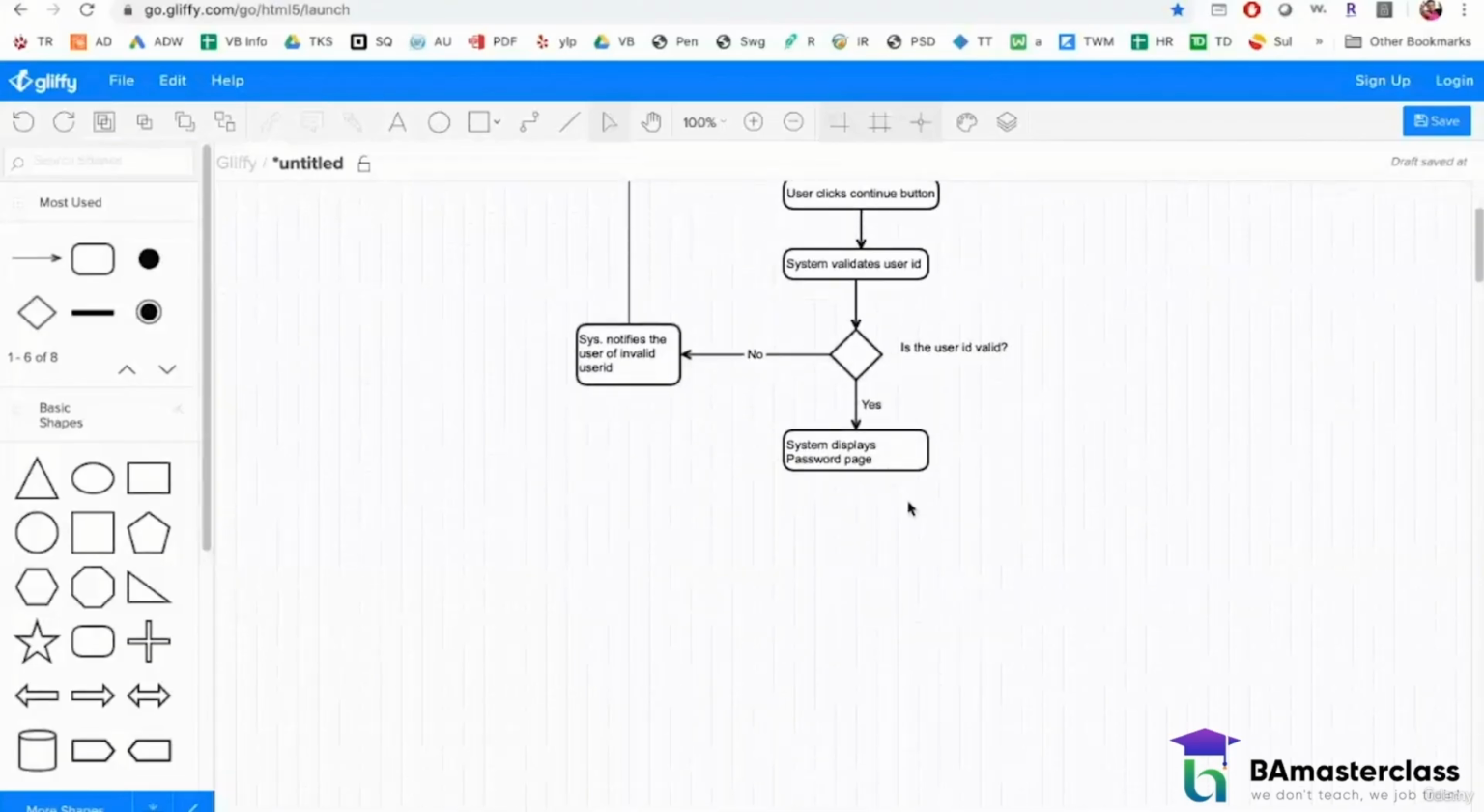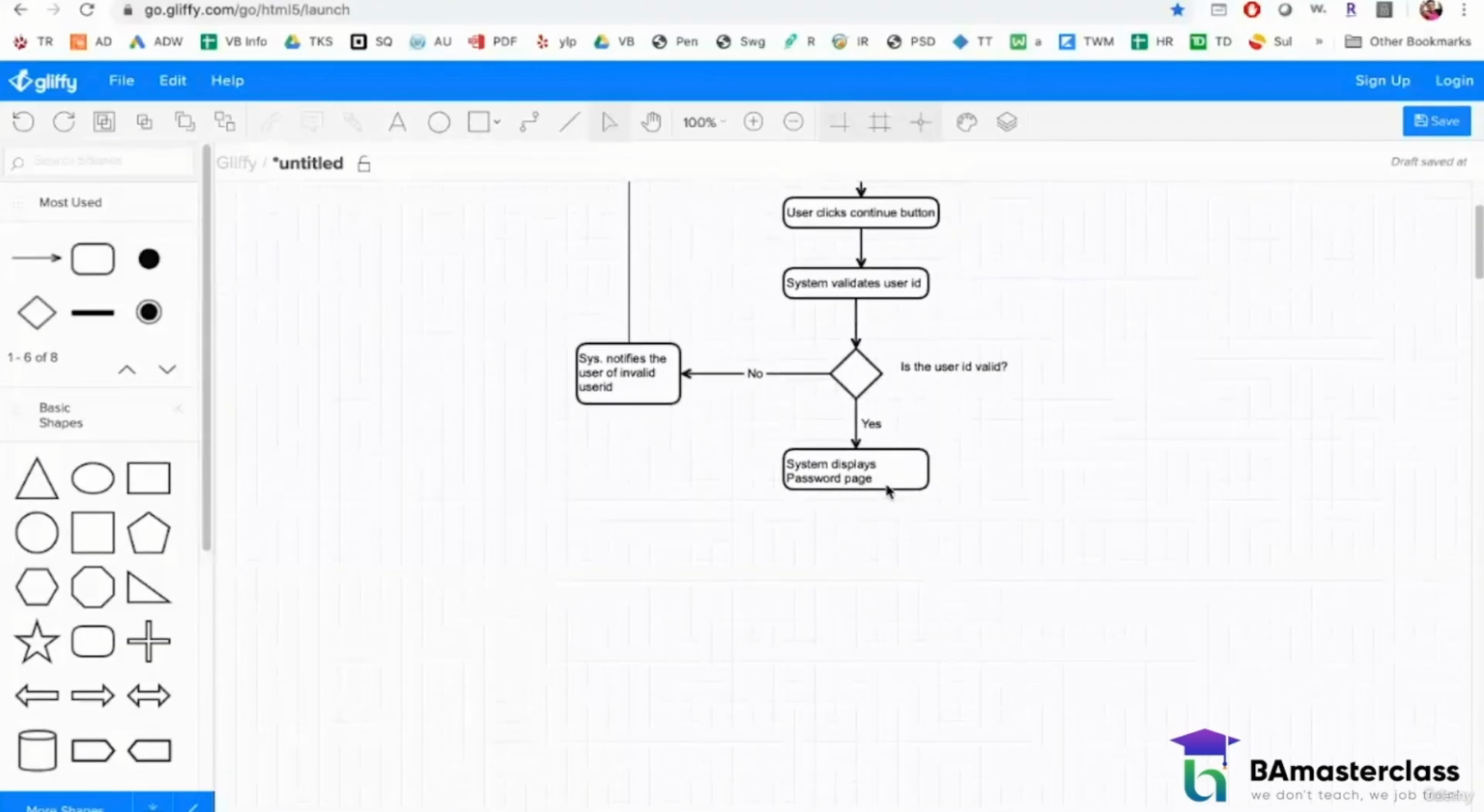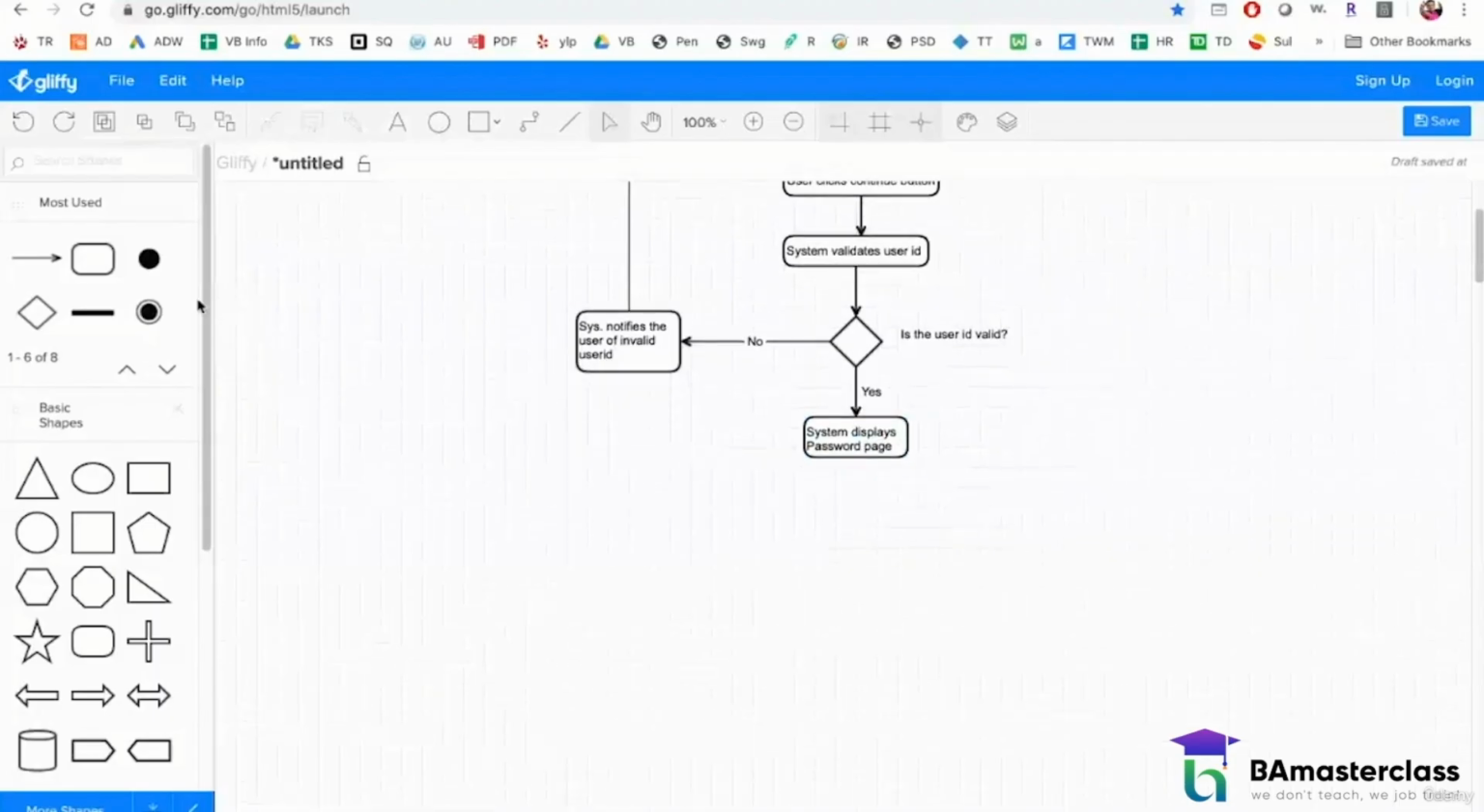Over here, system displays the password page. What happens after this? The user will need to enter the password. What happens next? User clicks login button.